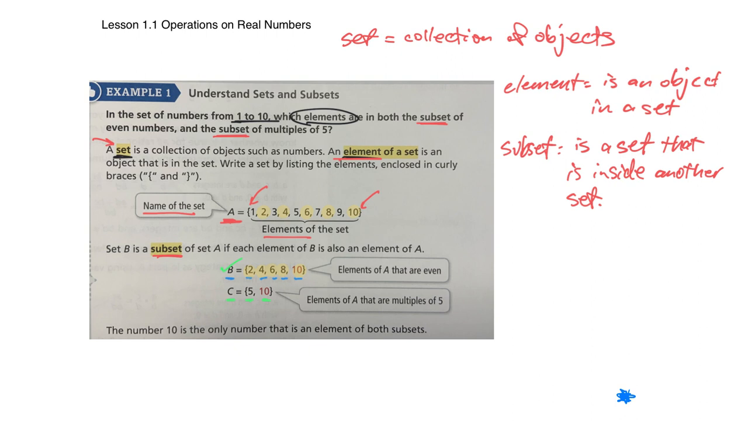Now if we look at C, I have just 5 and 10. Those are my two elements. 5 and 10 are also inside set A. So that means, yes, C is a subset of set A. That's really all. There's no assignment here. This is just for you to understand some of the language we're using, set, element, subset, and the language of natural numbers, integers, rational numbers, and irrational numbers. This should be review from previous math classes.